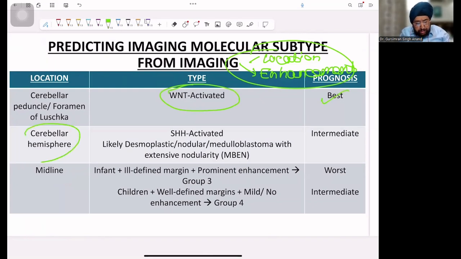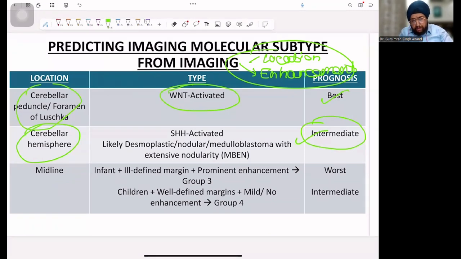If it's epicentered in the cerebellar hemisphere, I told you it's usually seen in adults and in the SHH activated molecular subtype. On the histological basis, it would most likely be a desmoplastic or nodular medulloblastoma, or a medulloblastoma with extensive nodularity. It has intermediate prognosis.